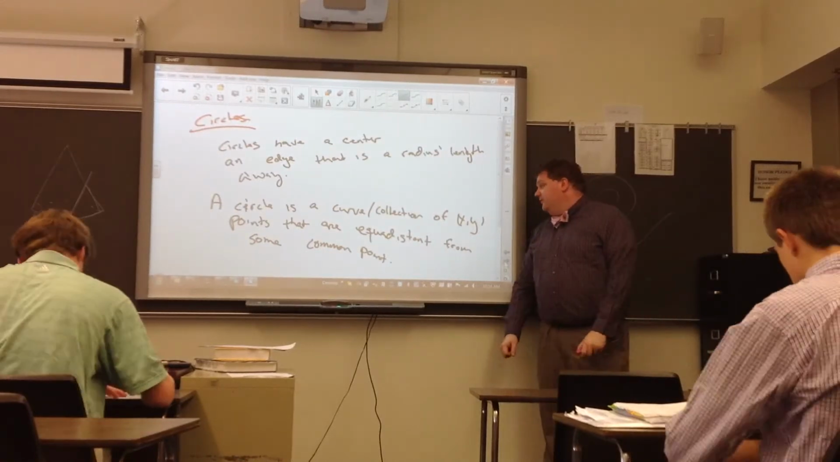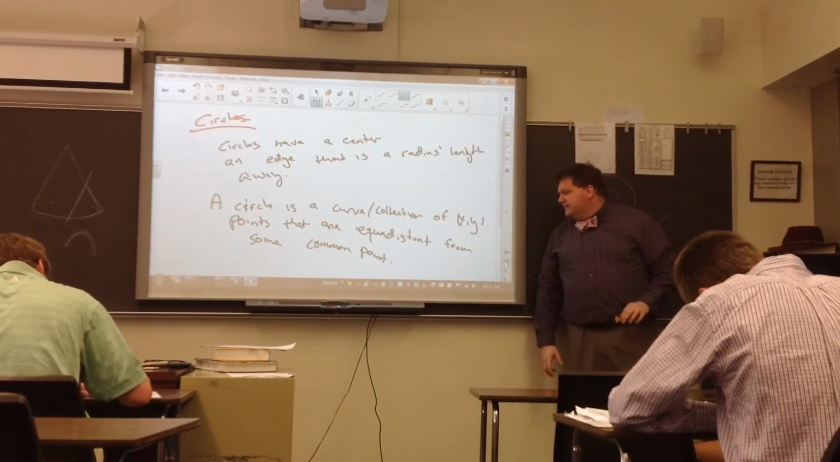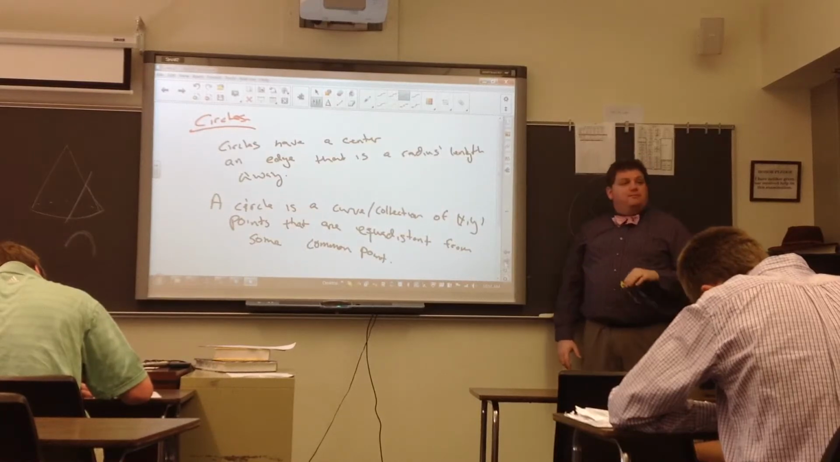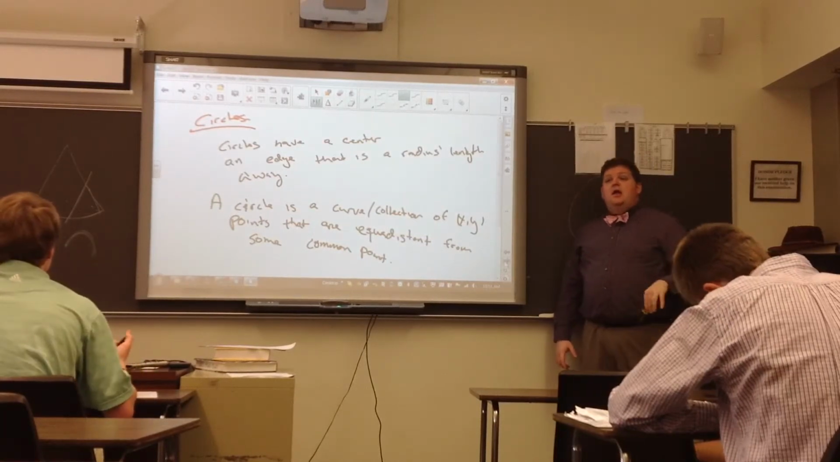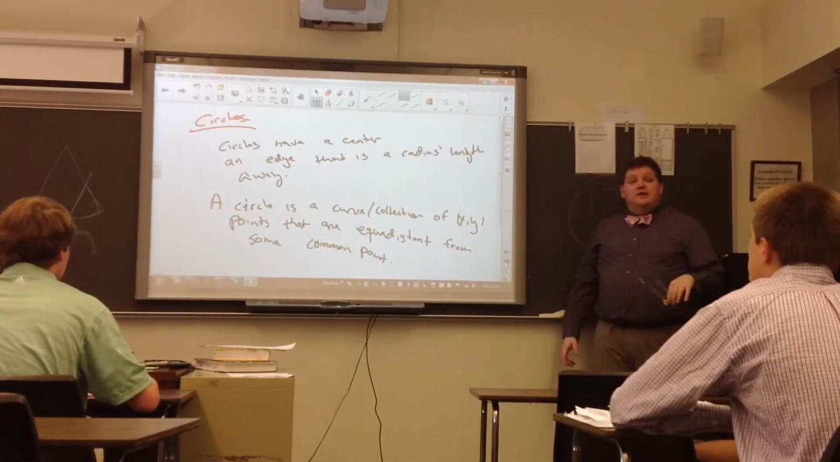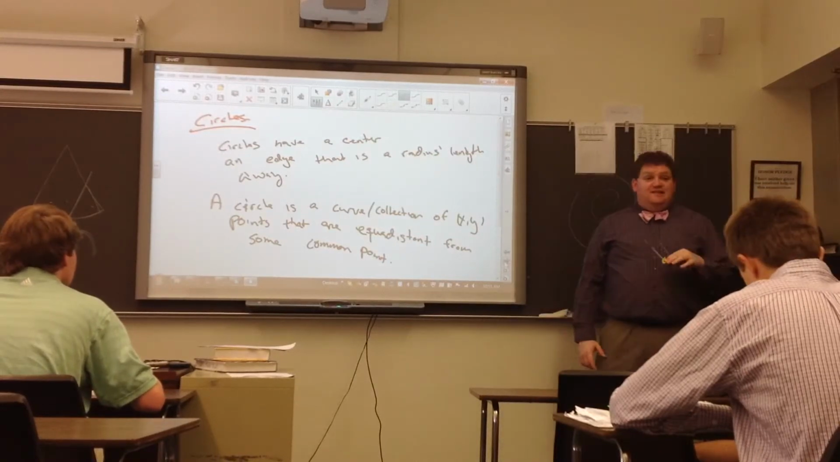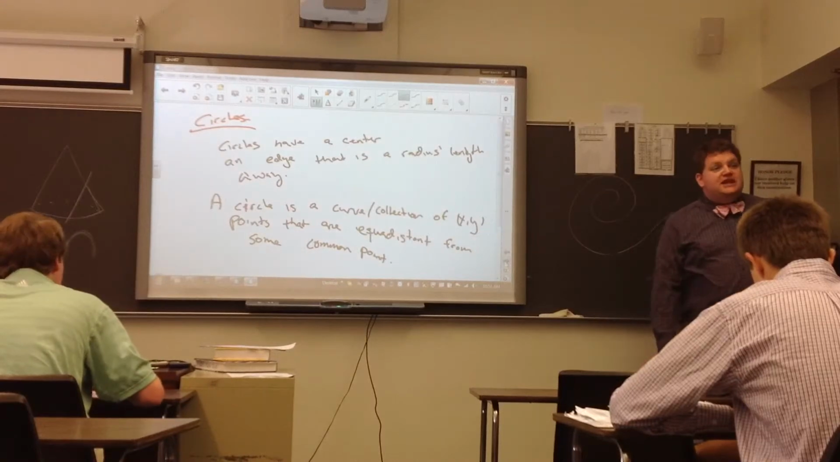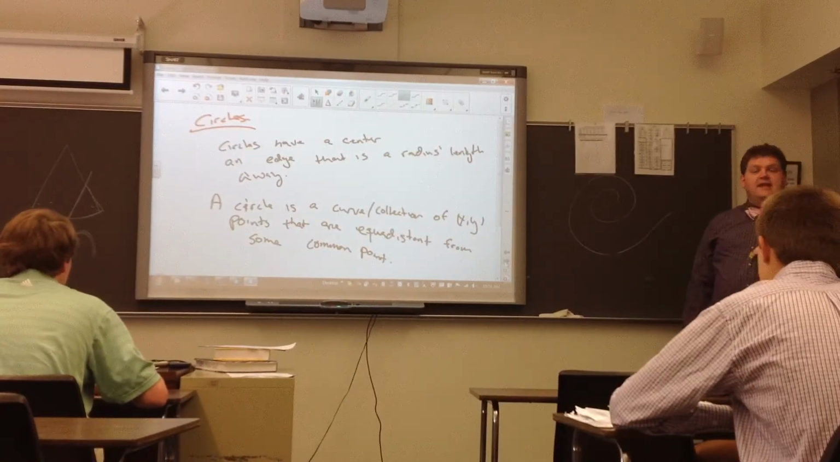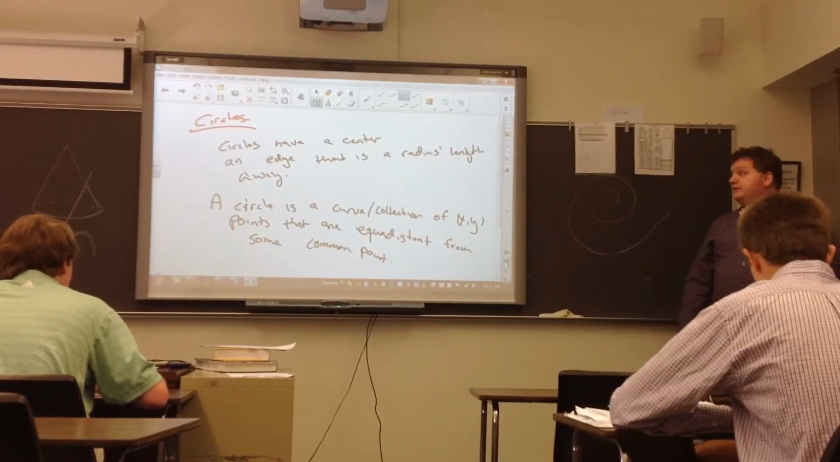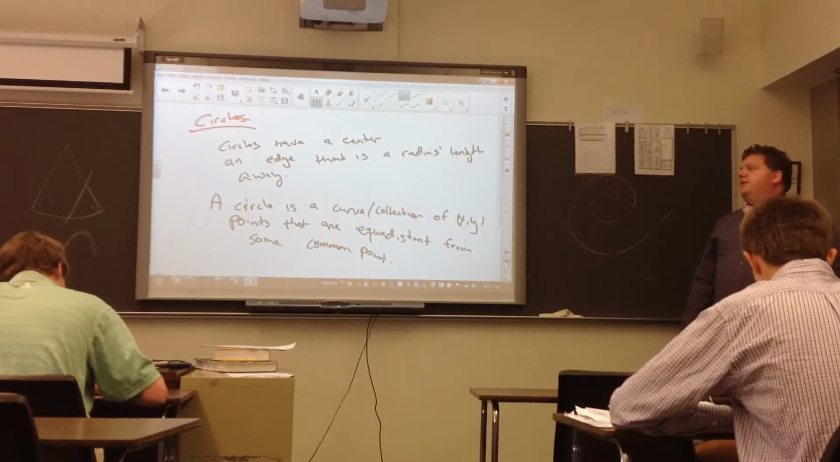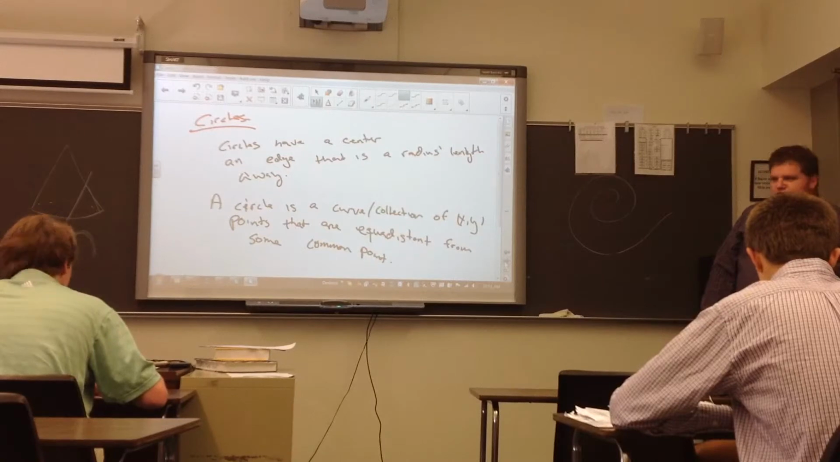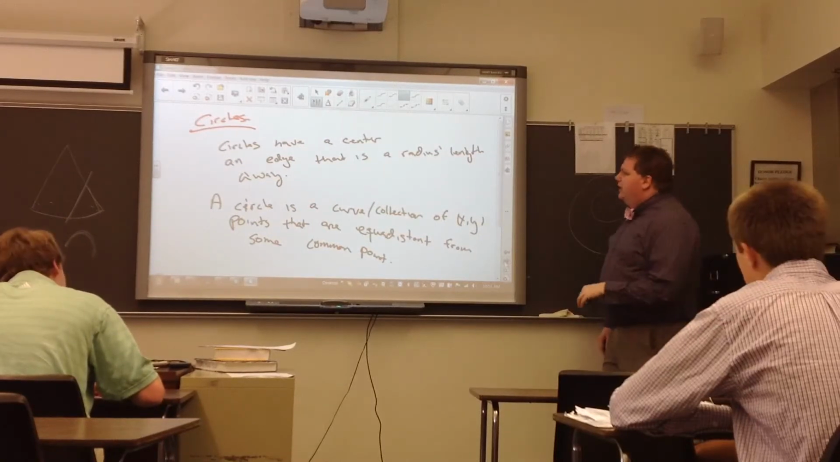A circle is a curve, a collection of x, y points that are equidistant from some common point in between them all. And that's going to be the key with circles. The points are equidistant. That is, any point on the circle is the same distance away from the origin as any other point. And the center of the circle is going to be called the origin. So somebody earlier said circles have a center and an edge that is a radius length away, which is basically what you were going at.